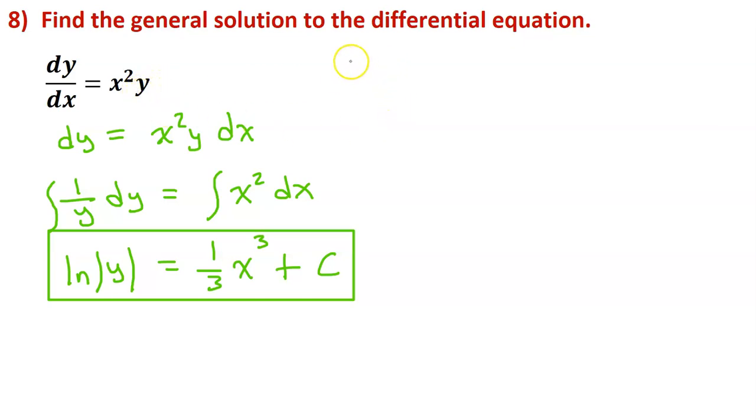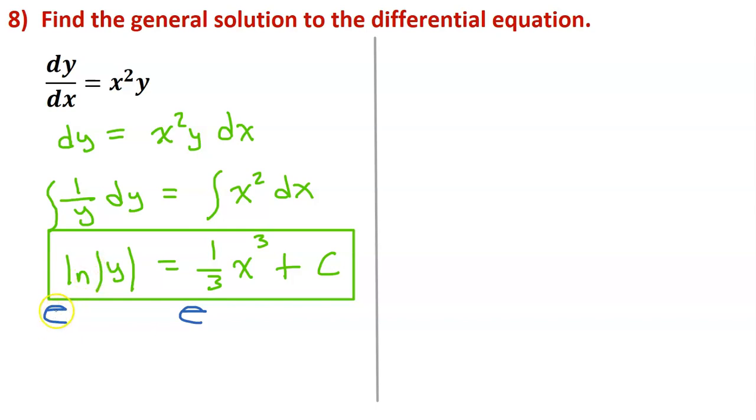However, sometimes they will ask us to write our answer in the form y equals f of x. So let's practice getting y by itself. I can get rid of the natural log by exponentiating both sides of the equation. In other words, I could drop a base e on both sides of the equation like this. Base e and natural log are inverse functions which cancel each other out. So that will leave me with the absolute value of y equals all of this.